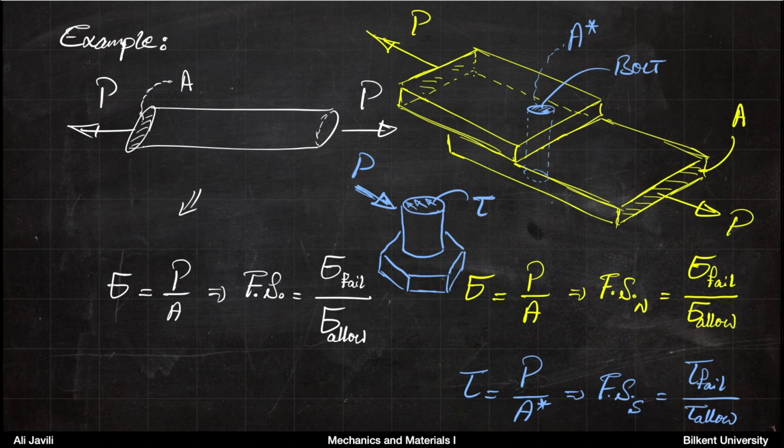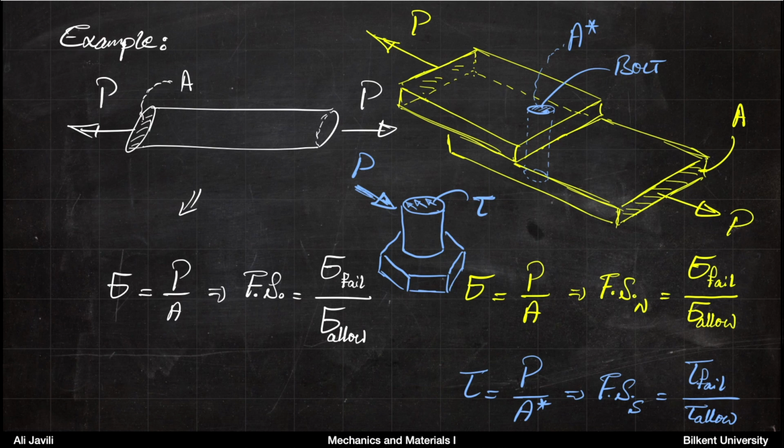And then again, from that one, you can also calculate the allowable shear stress, or vice versa. If you have an allowable shear stress to design, you can check what the factor of safety is, and basically you need to compare the factor of safety for the normal direction or for the shear direction separately.